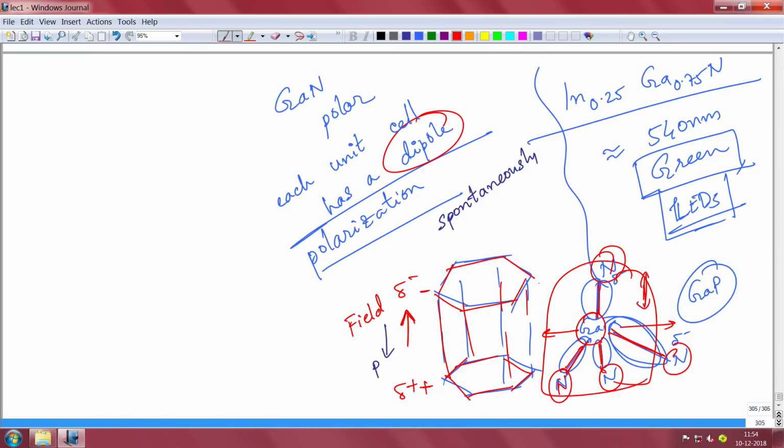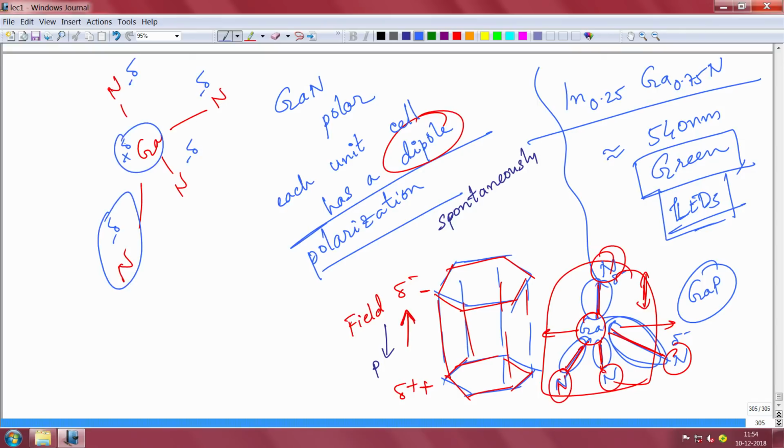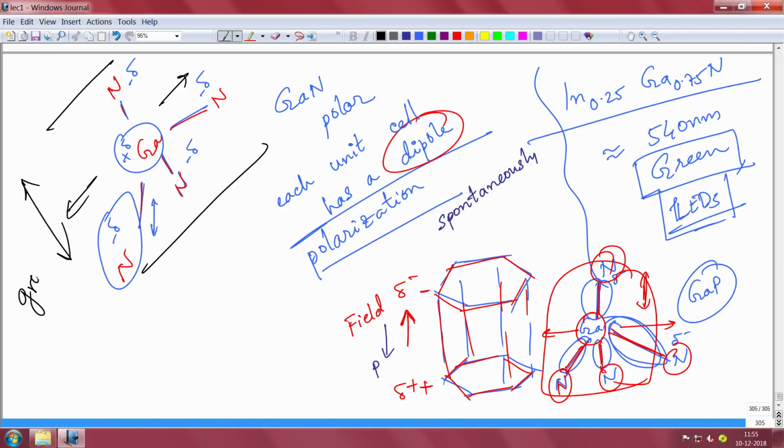Each of these gallium nitrogen bonds, because of a large electronegativity difference, the electron cloud will be shifted a little bit asymmetrically. The electron cloud will be more towards nitrogen and less towards gallium. So there will be a resultant polarization along this bond because it's like a dipole now, and the total in plane polarization will cancel each other, but the vertical polarization in the z direction, this is the growth direction, the dipole will not cancel.